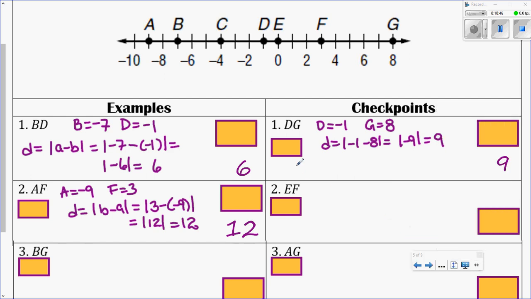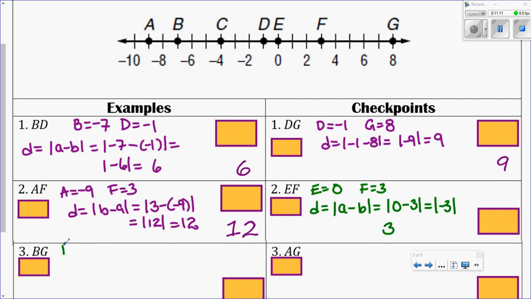I'll change up the color. E is 0, and F is 3. Again, we're using the same formula. Doesn't matter if it's A minus B or B minus A. So let E be A, so that would be 0 minus 3. We get -3, and then that will come out to 3.